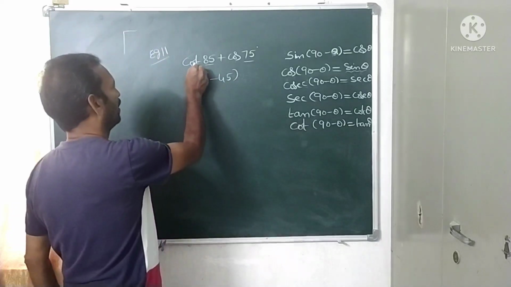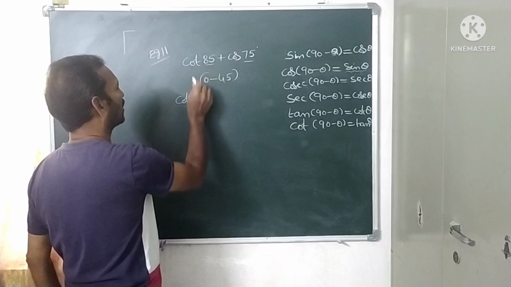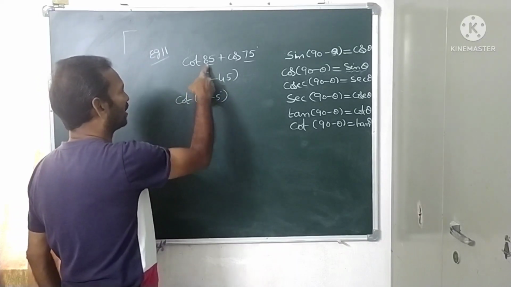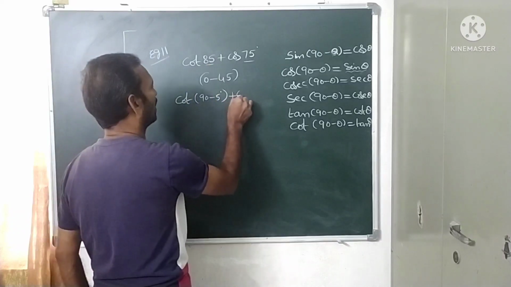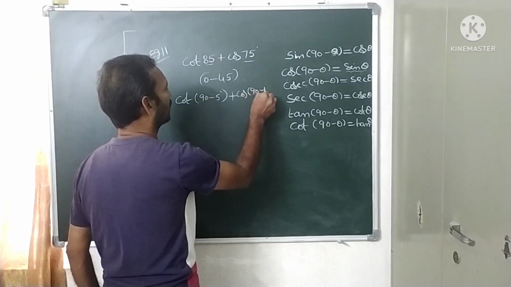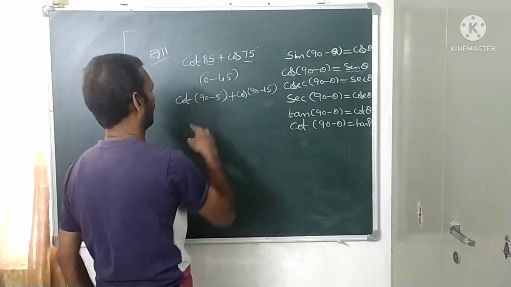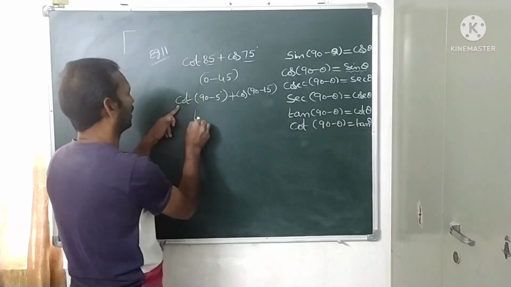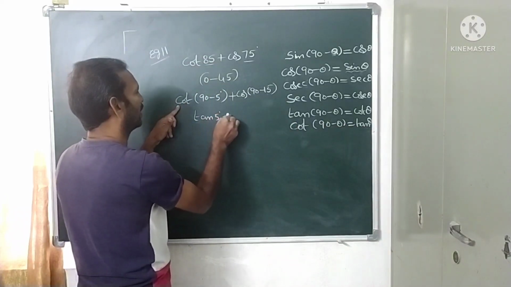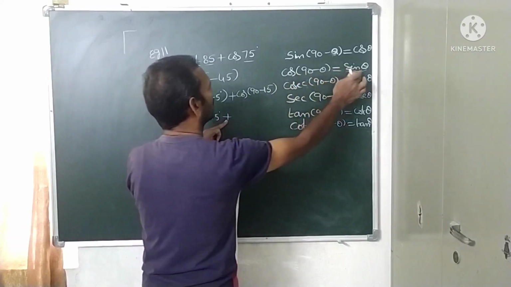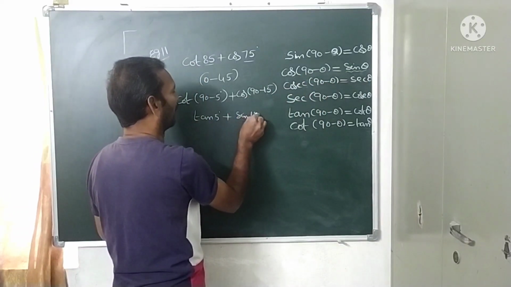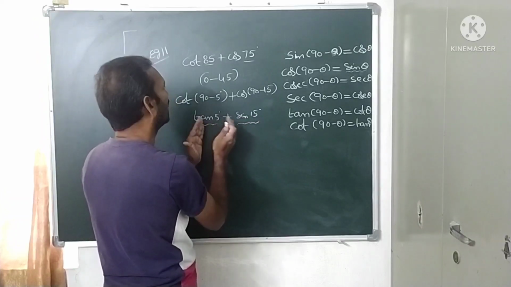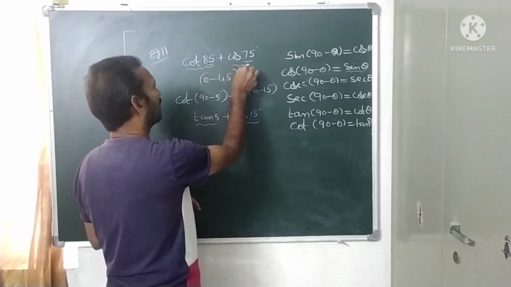So a simple example: cot 85, I write as cot of 90 minus 5 degrees. See, 90 minus 5 is 85. Similarly, cos 90 minus 15 means 75. Cot of 90 minus theta is tan theta, so tan 5 degrees. Cos of 90 minus theta is sin theta, so sin 15 degrees. So tan 5 plus sin 15 is equal to cot 85 plus cos 75.